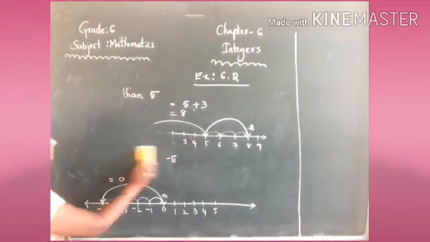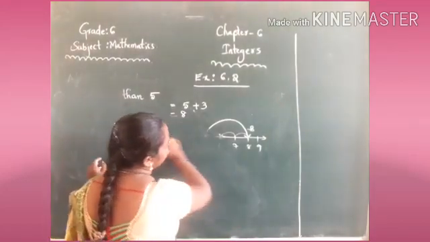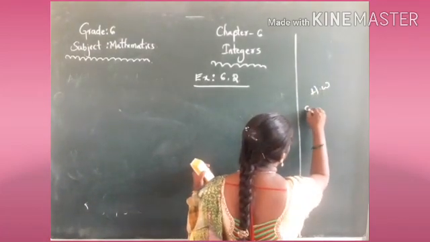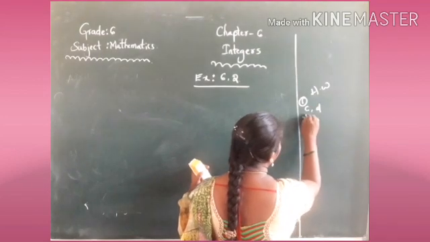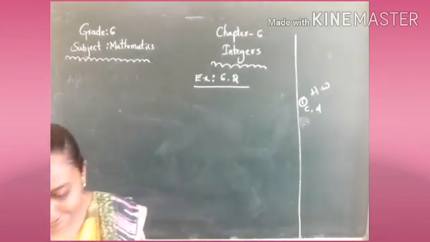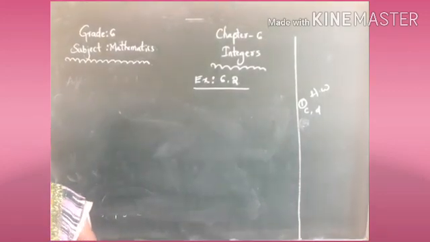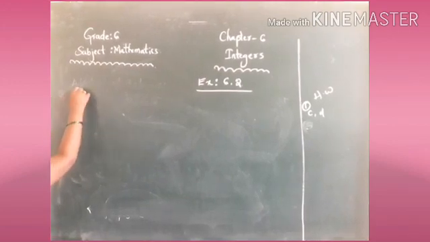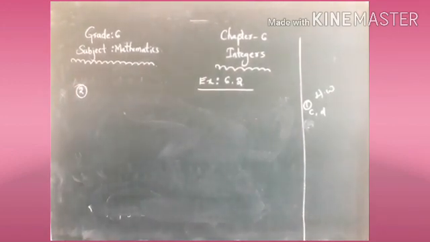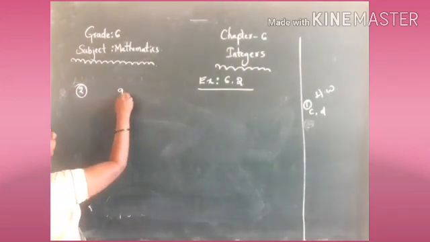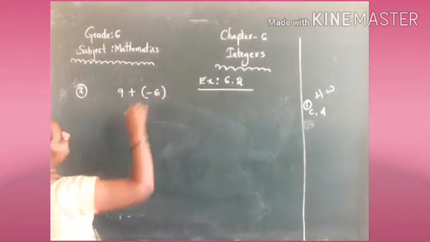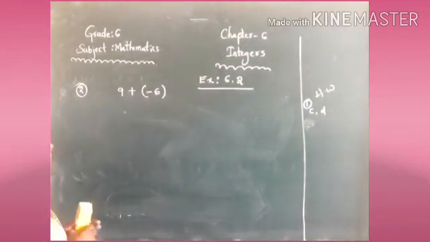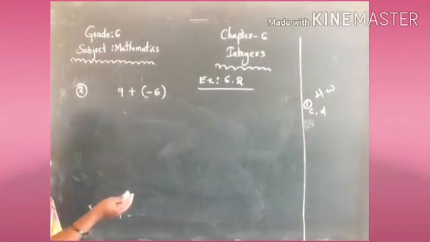Okay children. Next, CD you have to do. CD homework. First problem CD. Next, second question. Use number line and add the following integers. 9 plus of minus 6. Right. Using the number line.